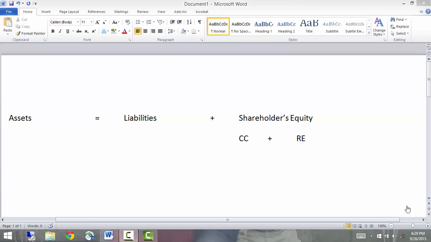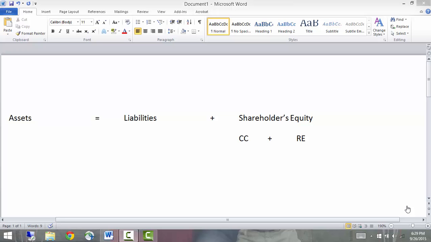The second part of this chapter deals with accounts receivable. You should already be familiar with what an accounts receivable is. It's an asset, a current asset. It's monies that we expect to receive from our customers. And we have accounts receivable when we sold goods or services on account, also known as on credit.